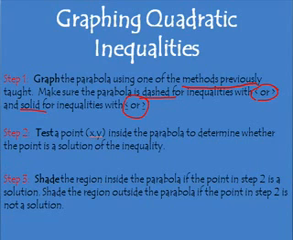Step 2 is to test. You want to take a point that's inside the parabola and you want to substitute it into your quadratic inequality and see if it makes a true or false statement.